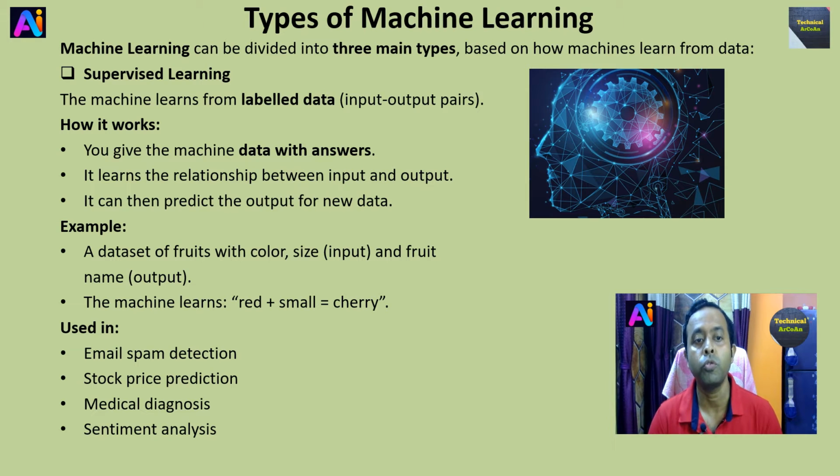Example, a data set of fruits with color and size, and fruit name is the output. Suppose the machine learns red and small. So when it learns these two attributes for any fruit concerned, it predicts it is a cherry, right? So in that way supervised learning is going on, right? It is used in email spam detection, stock price prediction, medical diagnosis, sentiment analysis, right?